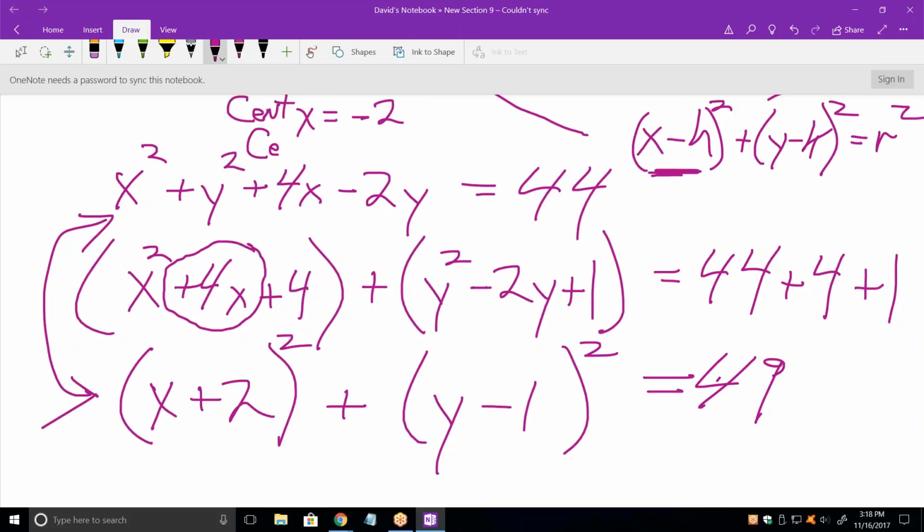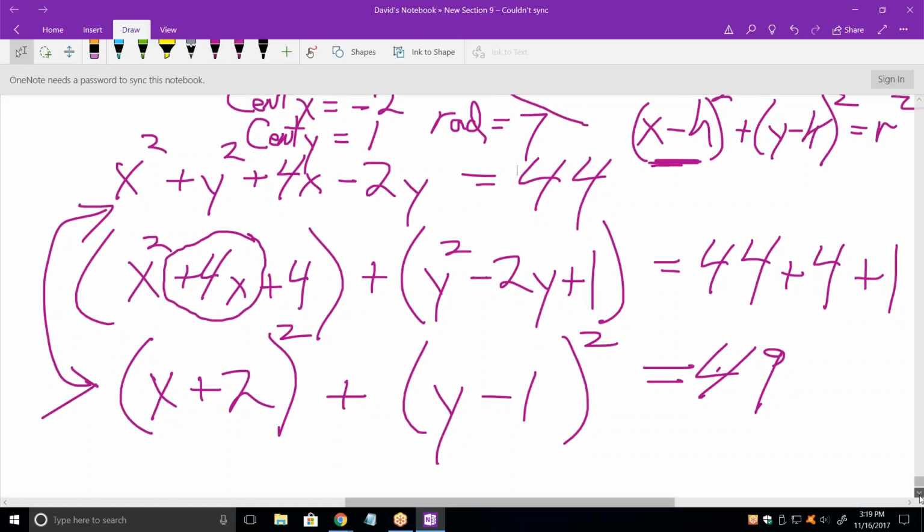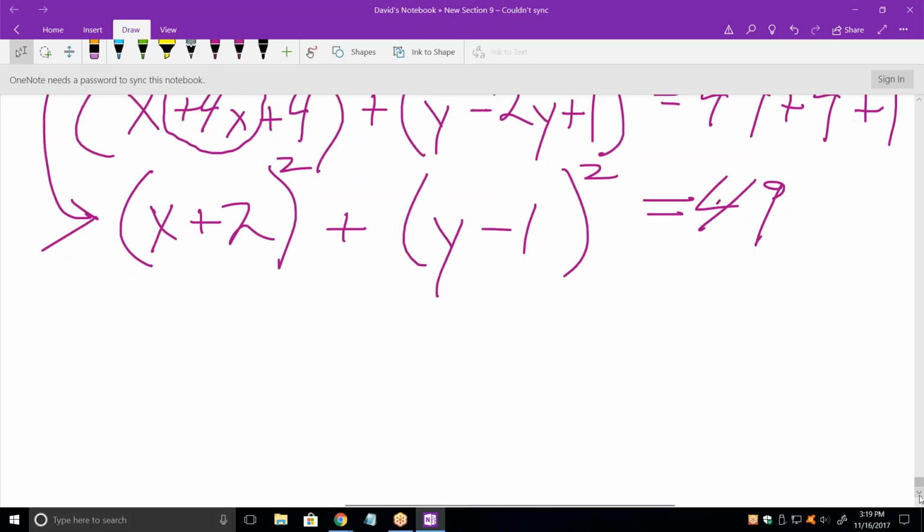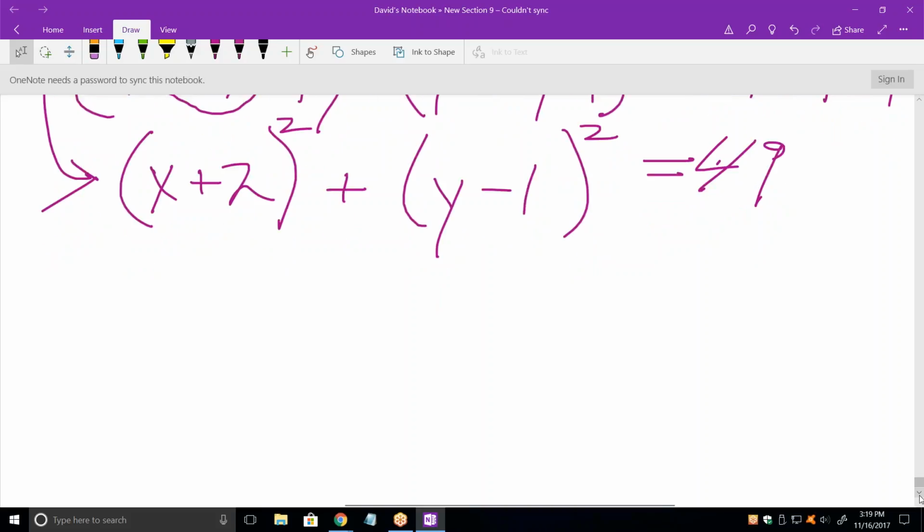Okay, what's the y coordinate of the center? It's +1. And finally, what is the radius? It's 7. Okay. And then in terms of graphing that, put your pencil on the center and draw a circle with radius 7.